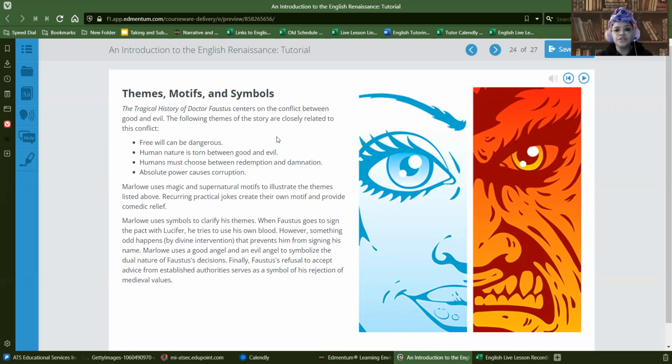He uses symbols in his writing. For example, there's a scene where Faustus goes to sign his contract with Lucifer in blood, and something weird happens, without giving it away in the story. It's pretty much divine intervention from a holy being to try to stop him from actually signing.